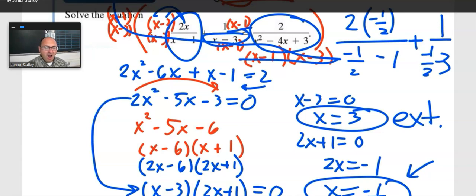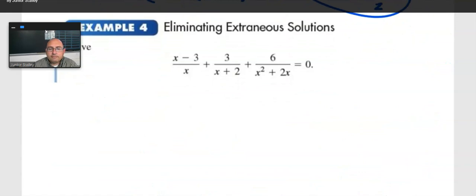Which I'm pretty sure I can double check faster. You're looking in the book, aren't you? You should have done that ahead of time. Yeah, 2.7 example 3. That one ended up being negative 1/2. Okay, fine. We'll move on to the next one.